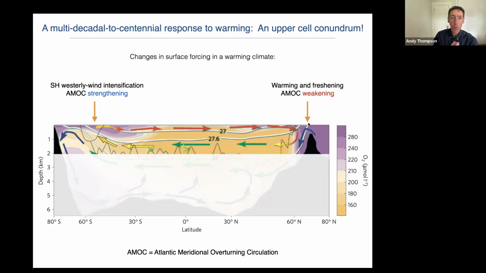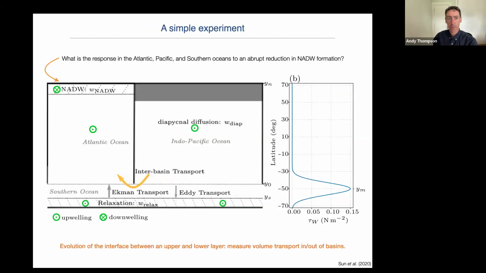At the same time, we know a warming climate is also associated with a strengthening of westerly winds in the southern hemisphere, which is a main driver of this upwelling along these density surfaces. And so that would predict actually an AMOC strengthening. And we weren't quite sure which of these two processes would win out. In order to look at this, we decided to start with a very simple numerical experiment to gain some insight into what is happening here.